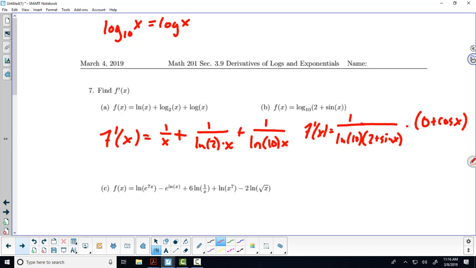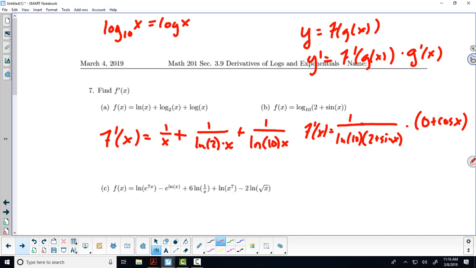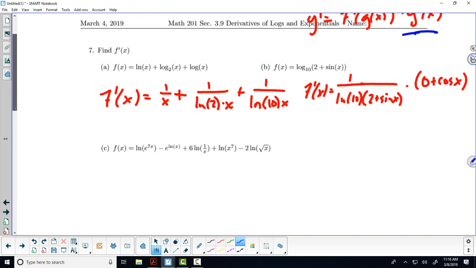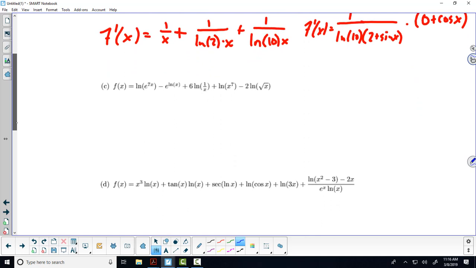So would you need to bring the cosine x out from underneath? Well, yes, indeed. Because what does the chain rule say? It says if you have y equals f of g of x, then y prime is equal to f prime of g of x times g prime of x. And I know you know that, but the times there is to the entire expression, not the denominator of the entire expression. Right? Great. All right.